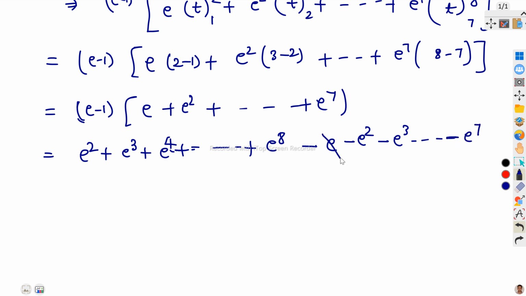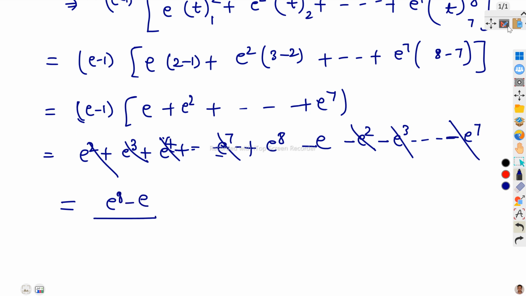So we see that e² gets cancelled, e³ gets cancelled, e⁴ also gets cancelled. All the terms from e² to e^7 get cancelled. We are left with only e^8 − e. So this is the answer of the given problem.